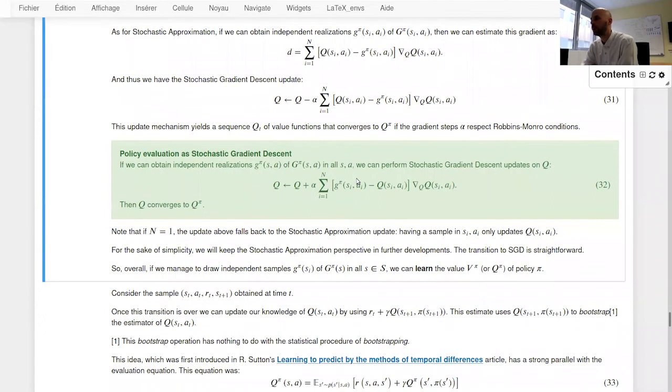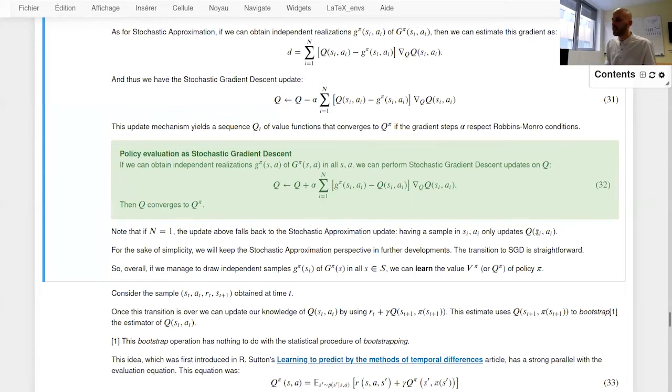And here comes the green box, the main result here. If we can obtain independent realizations G^π(s,a) of the random variable G^π in all possible (s,a) pairs, then we can perform stochastic gradient descent updates on the Q function, and then Q converges to Q^π. Just note that if n equals one in the update above, then we fall back to the stochastic approximation update. Having a sample in (s_i, a_i) only updates the Q value in (s_i, a_i).